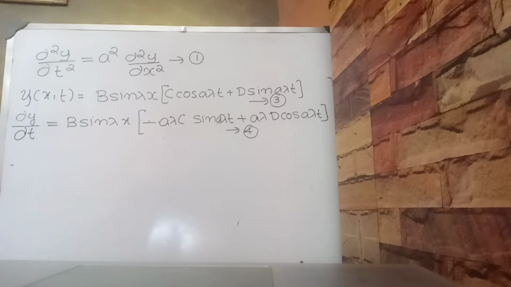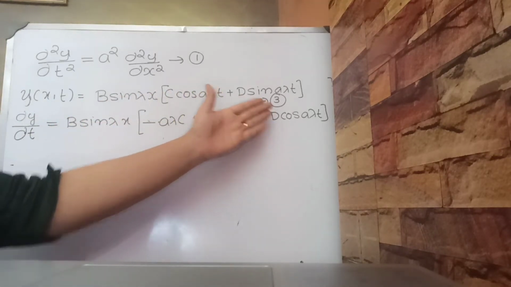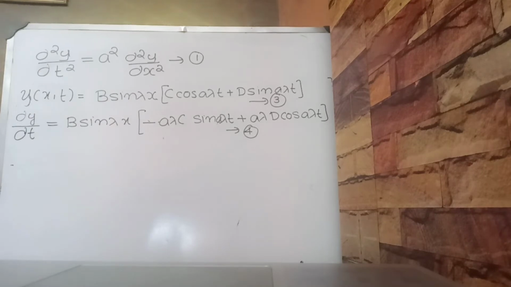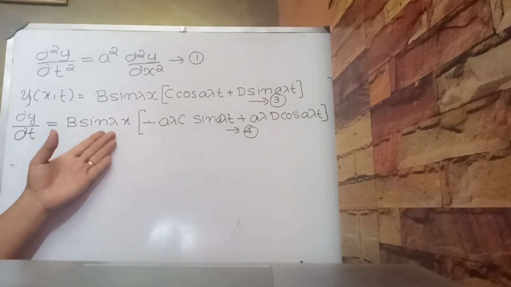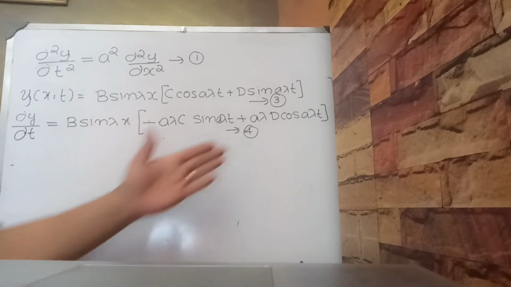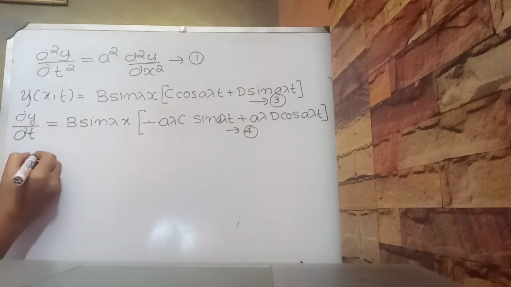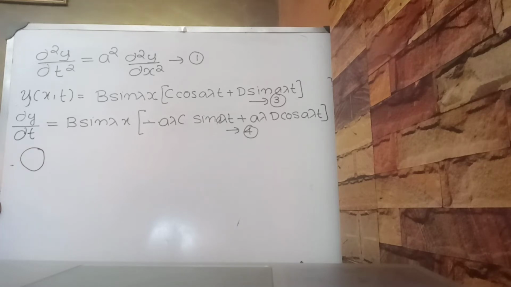Now our initial condition in D is that the initial velocity is 0, that is ∂y/∂t at t equal to 0 is 0. Now we have ∂y/∂t, the partial derivative with respect to t of equation 3. So differentiating 3 with respect to t, we have B sin λx (minus aλC sin aλt plus aλD cos aλt). Now when you put t equal to 0, ∂y/∂t at t equal to 0 is 0 as the initial velocity is 0.